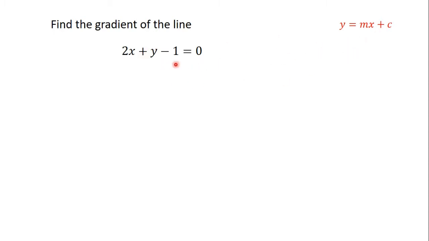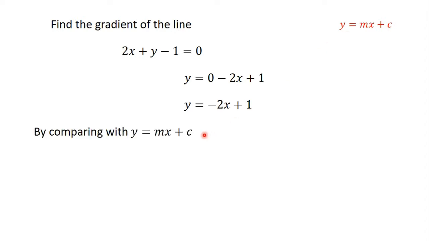Now let's express this equation in the form of the general equation of a straight line and see. So you have y is equal to 0 minus 2x plus 1. So we are making y the subject as we have here. And this will give us y is equal to minus 2x plus 1. So now we have this equation in the same form as the general equation of a straight line. So we can compare. When we compare y is equal to minus 2x plus 1 with y is equal to mx plus c, we can see that m is minus 2. So by comparing, we have m as minus 2. So the gradient of the line is minus 2.